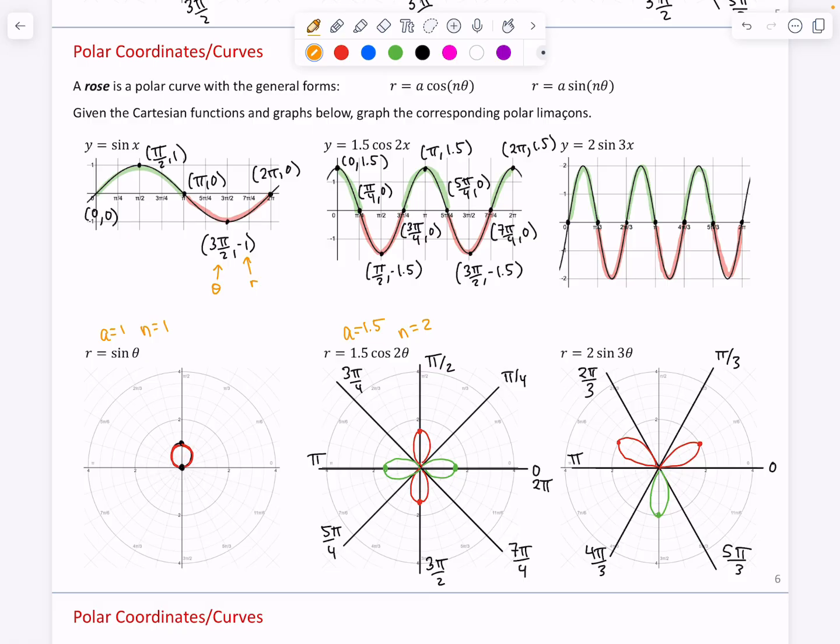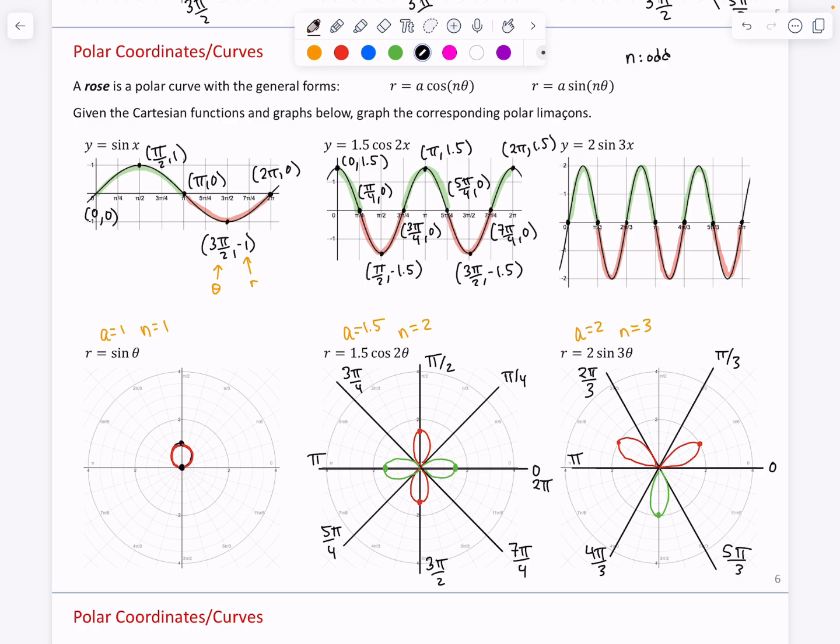And in this third case, A was 2, which tells us how far the tips of the petals are from the origin, and N is 3. We only had 3 visible petals, although we could argue we drew 6 petals over the full rotation from 0 to 2 pi. But the second 3 petals were just repeats of the first 3 petals, so the entire graph was drawn as theta varied only from 0 to pi.